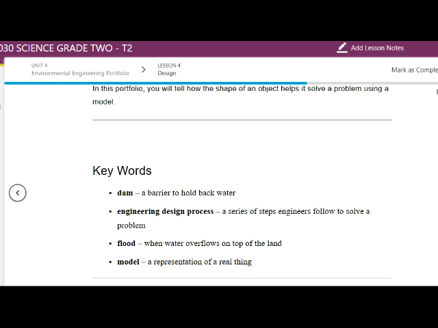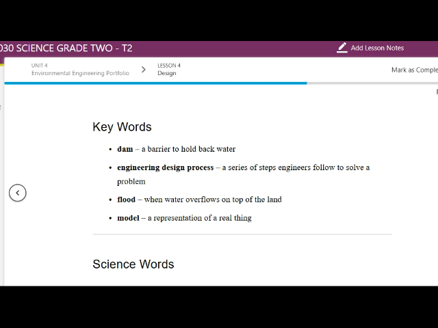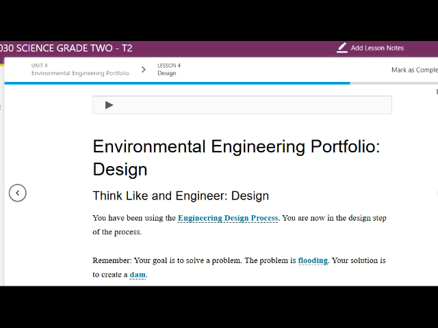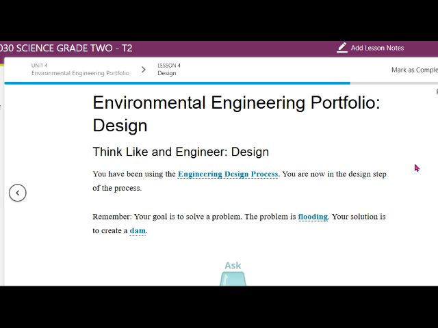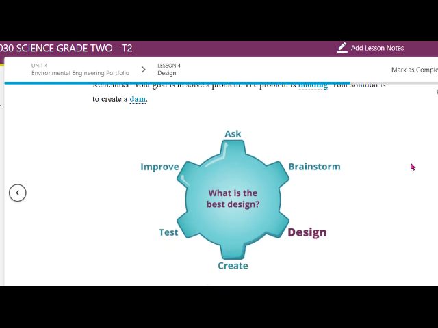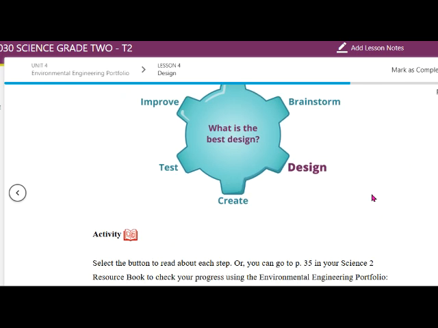So it's usually much smaller, it's not as big, it doesn't always have the exact materials you're going to use, but it's just like a practice. You have been using the engineering design process. You are now in the design step of the process. Remember, your goal is to solve a problem. The problem is flooding. Your solution is to create a dam. So we're on the design step right now.